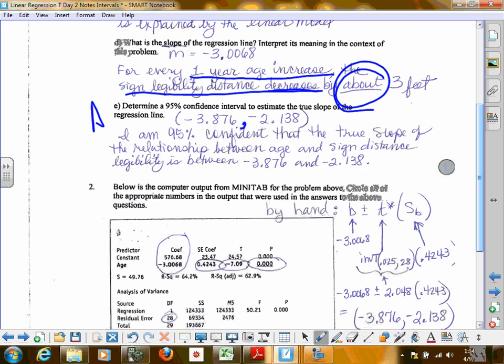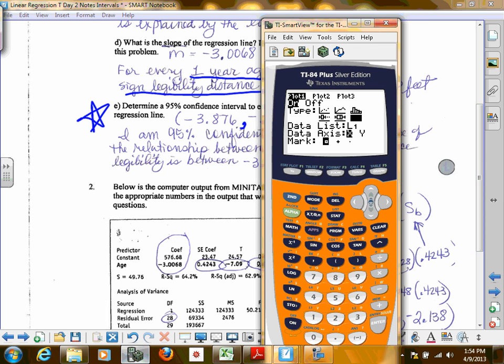You have the data in your L1 and L2. So I want you all to compute the interval. It says determine a 95% confidence interval to estimate the true slope. So you go to your calculator, and where do you think you go to get an interval? It's a linear regression t interval, but where is that found in our calculator?